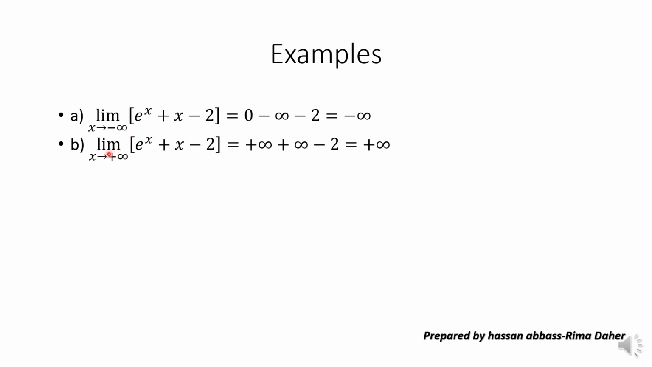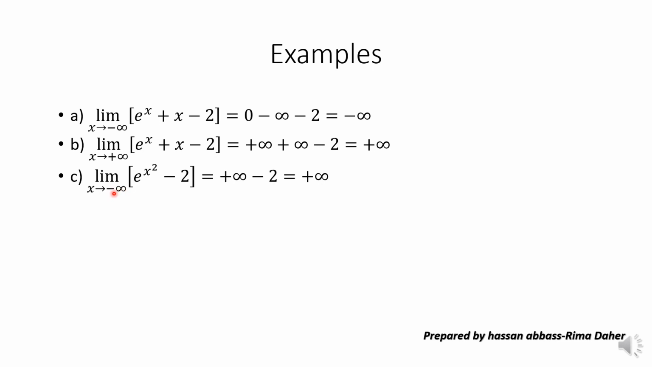Limit where x tends to plus infinity of exponential x plus x minus 2. Replace x by this value, we get exponential plus infinity minus 2, and exponential plus infinity is equal to plus infinity. Then this limit is equal to plus infinity.